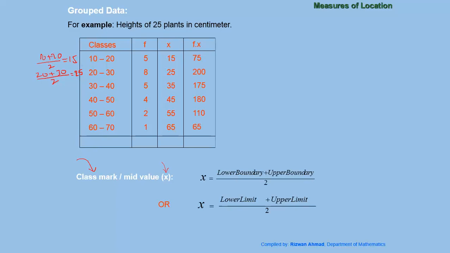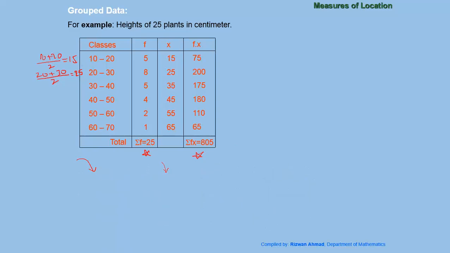fx as these values. Now we need to add the two columns. One is the frequency. So the total of all the frequencies is sigma f. Sigma means the sum. So sigma f is 25. And similarly, sigma f times x is equal to 805. So this means that after completing the table, we are interested in these two values. So then we divide these two values to get the mean.